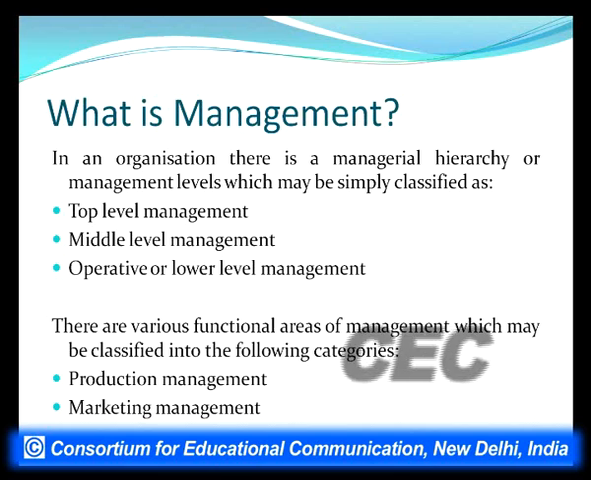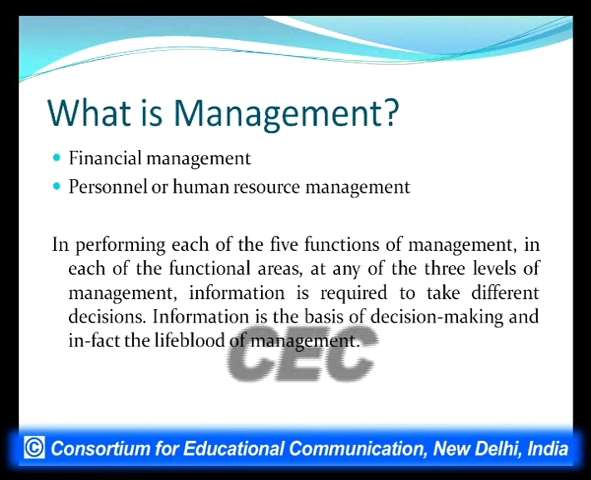There are various functional areas of management which may be classified into the following 4 categories: production management, marketing management, financial management, and personnel or human resource management. In performing each of these 5 functions, in each of the functional areas at any of the 3 levels of management, information is required to take decisions. Information is the basis of decision making, and it is in fact the lifeblood of management.